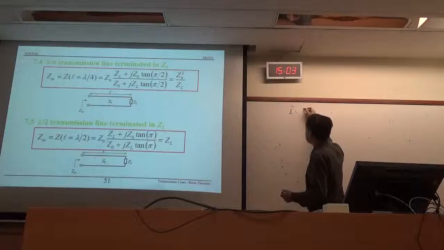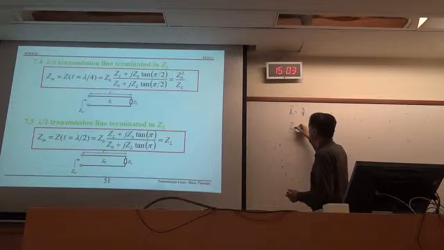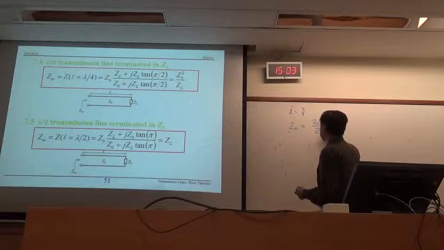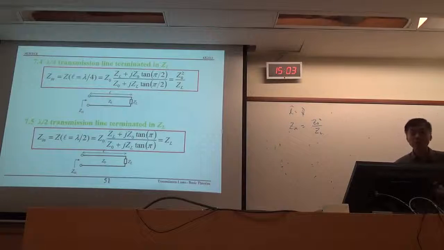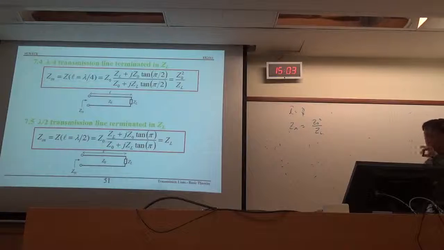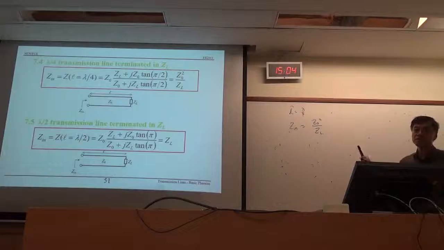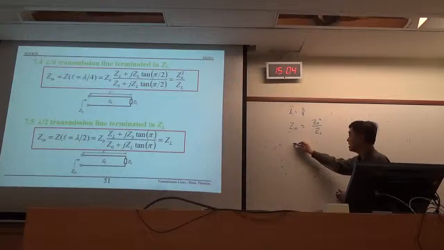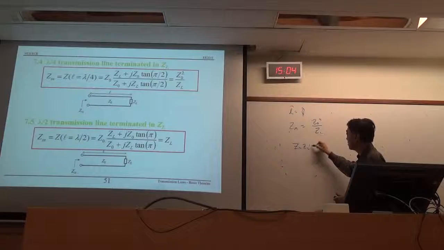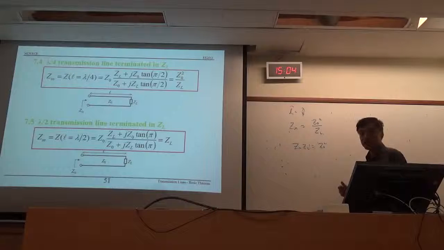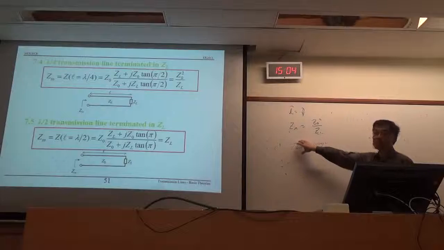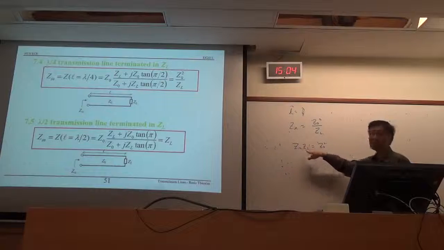When L is equal to lambda by 4, your input impedance is equal to Z0 squared over ZL, which is very significant. Why is it so significant? Because you can use this to convert a capacitor to an inductor, or an inductor to a capacitor, because Zin times ZL is equal to Z0 squared. So it's a constant. If this is a capacitor, it can become an inductor. These two are inversely proportional.